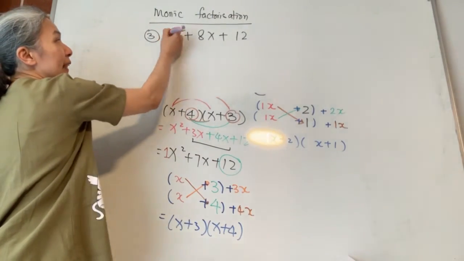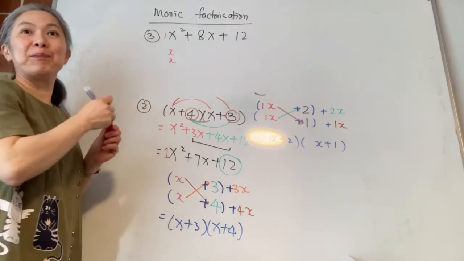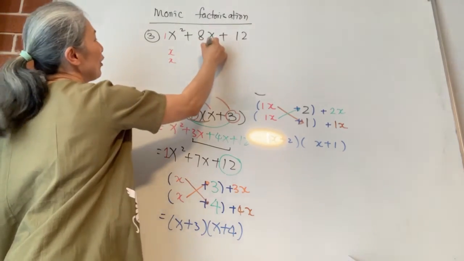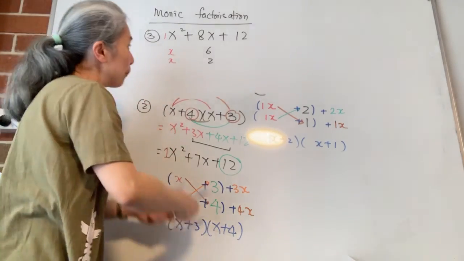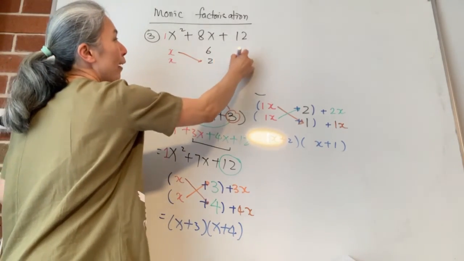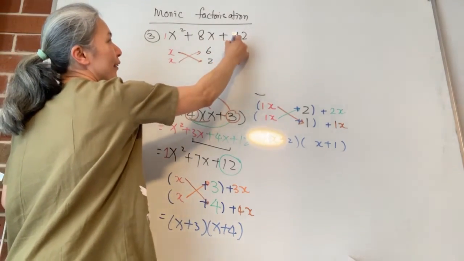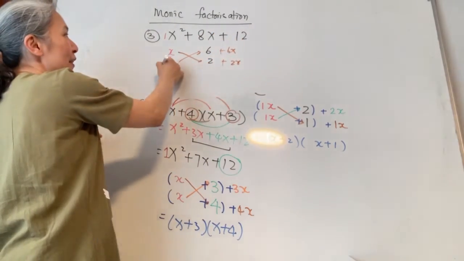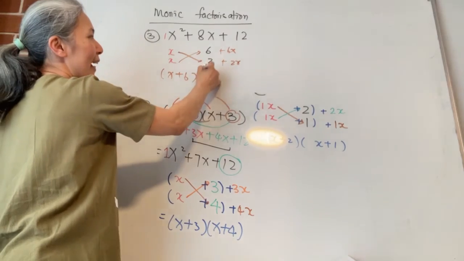So step 1, you have x and x, is that right? And the 12, what are the two numbers? 6 and 2, good. So when you cross multiply, you get 2x. Cross multiply, you get 6x. To get 8, I need to plus them. That means your answer will be x plus 6, x plus 2.